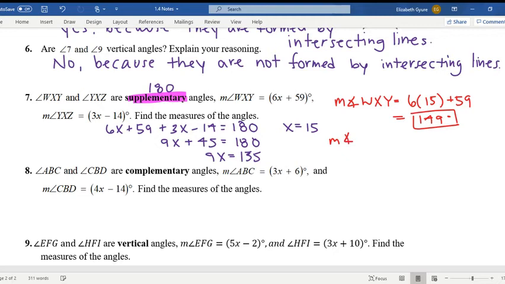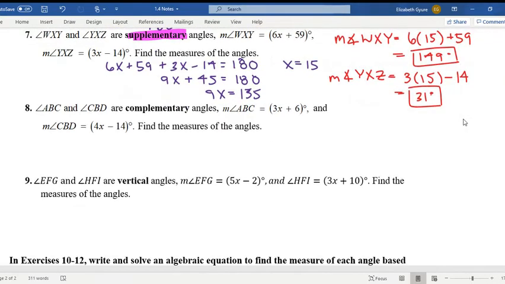And then the measure of angle YXZ is 3x minus 14. So 3 times 15 minus 14 should give you 31. Now a big hint at the end of if you got it right or not, these better add up to 180 degrees. And 149 plus 31 does add up to be 180. So that should be a good sign that you probably did the right thing here.